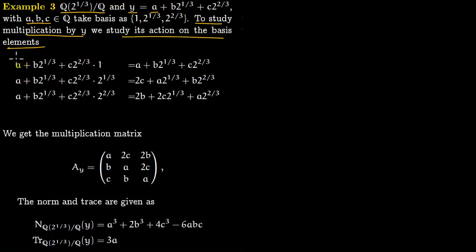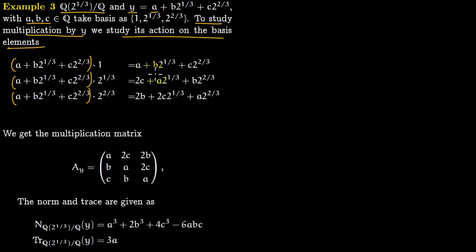So you take this entire y and multiply it with the first basis element 1. Then you take this entire y, multiply with the second basis element, and multiply it with the third basis element. Once you multiply with 1, nothing changes. Here you're multiplying by 2^(1/3), so a times 2^(1/3) comes here. You multiply here, you will get just 2c, and then b times 2^(2/3) here. Again you multiply here, a will come here, then you multiply with b, you will get 2b right here. You multiply with c, you get 2c times 2^(1/3).